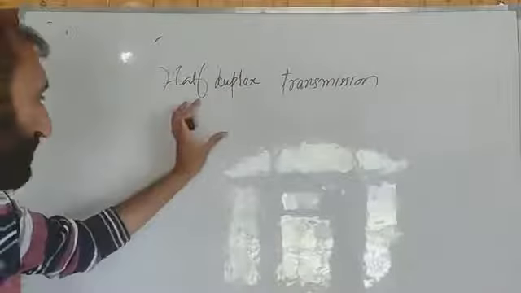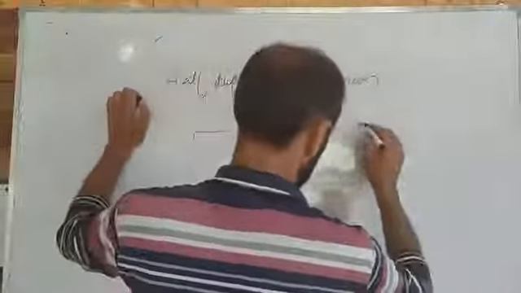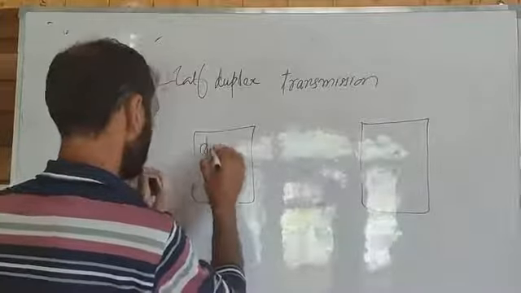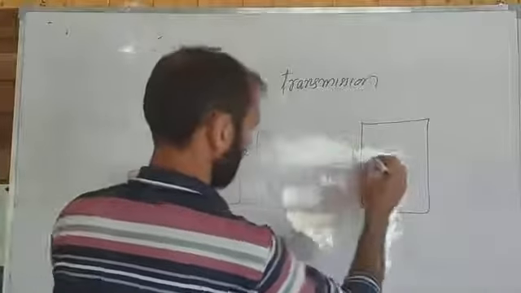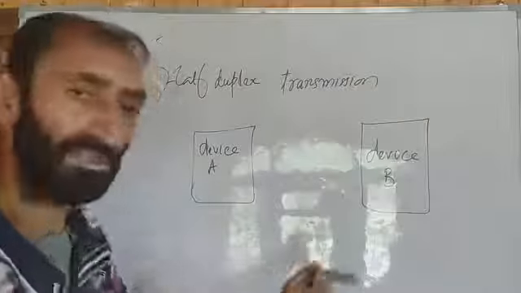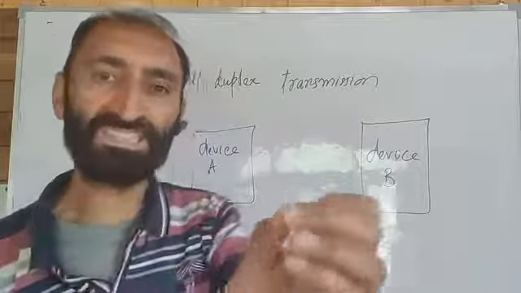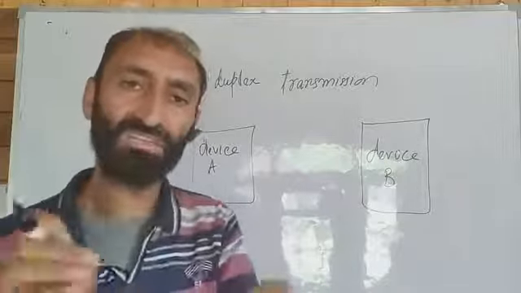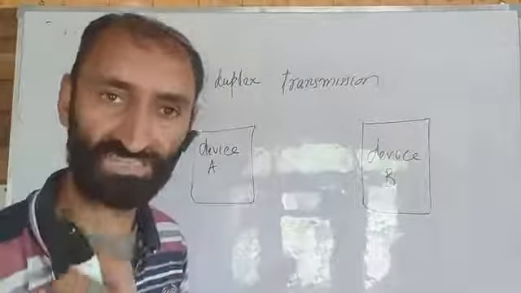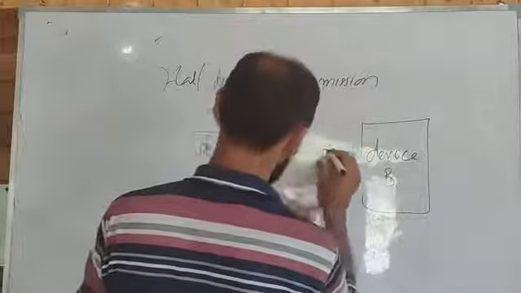It is that type of transmission where both the devices, device A and device B, can send and receive data but only one at a time. It is that type of transmission where both the devices can transmit and receive data, but only one at a time.